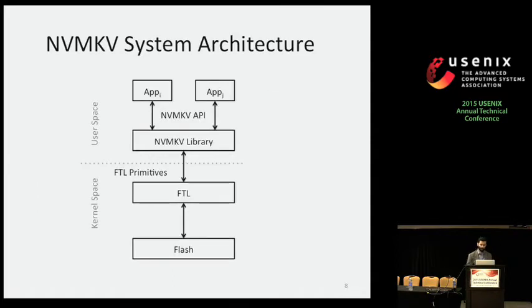So to get some details about how we do this, the high-level architecture of our key-value store looks something like this. It's a user space library. It's written in C/C++. The applications can interact with it through the typical API, which provides the typical interface like gets, puts, and deletes, as well as many others.